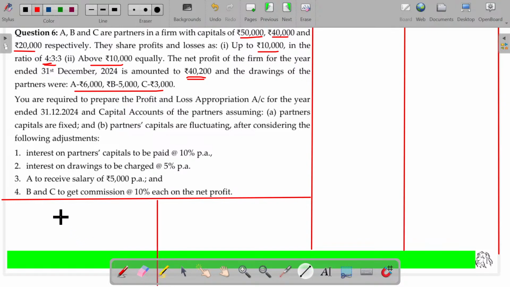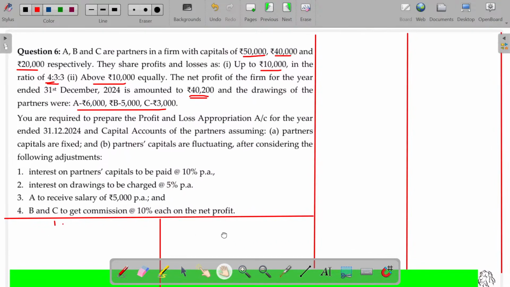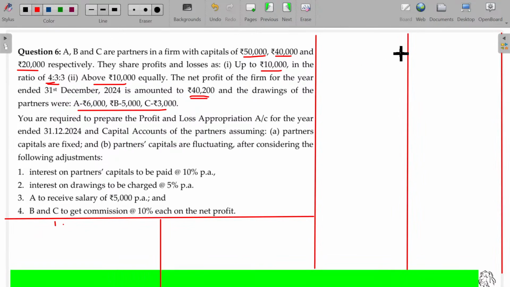Three partners are there. I'll finish off the P&L appropriation account first and then the partners' capital account later. So, the P&L appropriation account and partners' capital account.